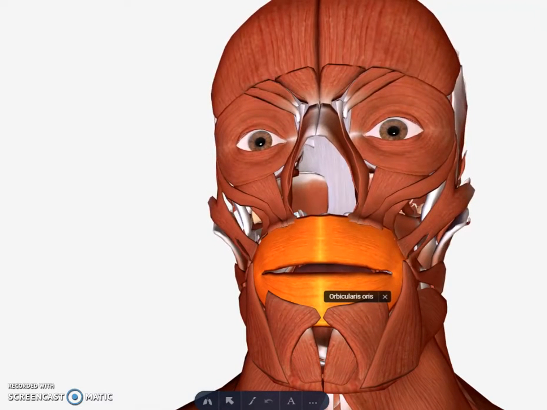This is the orbicularis oris. It protrudes lips and shapes lips for speech. The origin is the maxilla and deep to the surface of skin. The insertion is the skin at the corners of the mouth.